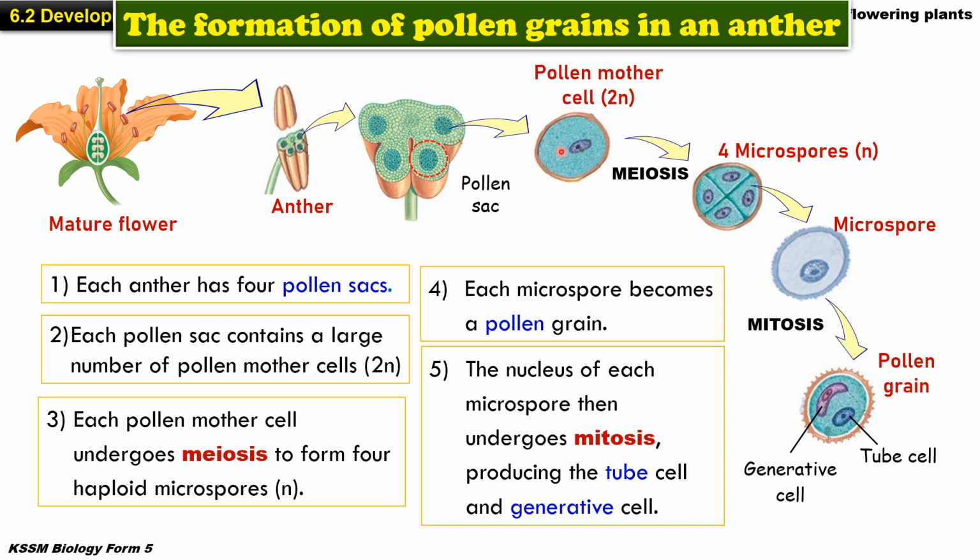So, you cerita dulu dalam anther ada apa? Ada pollen sac. Berapa pollen sac? 4. And then, each of the pollen sac contain what? Contain large number of pollen mother cell, which is 2N. Then, this pollen mother cell 2N undergo what? Meiosis. Produce what? Kalau meiosis, 4 microspore haploid. Each of the haploid microspore will become pollen grain, in which the nucleus of the microspore will undergo mitosis to produce tube cell and generative cell. Ingat eh, bukan sel yang undergo mitosis, nucleus. Okay, dia nucleus. Boleh? Okay.